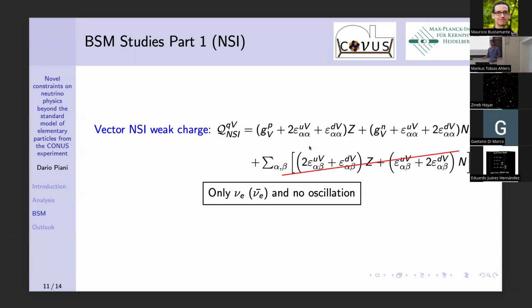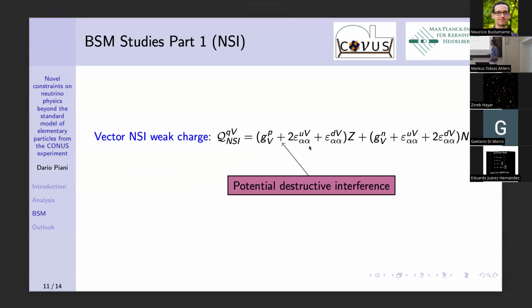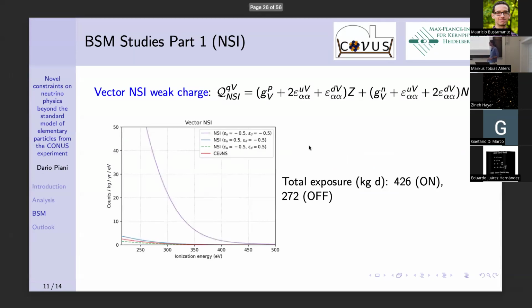If we had sterile neutrinos, that would be different, but that's another story. And as you can see also, for different epsilon parameters, you can also have destructive interference. Here is a plot of the expected cross-section that we would get for different parameters.